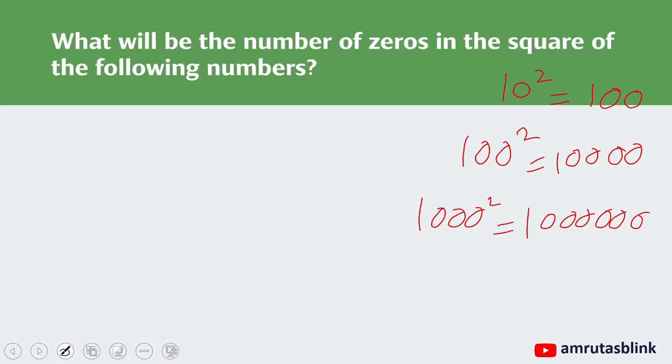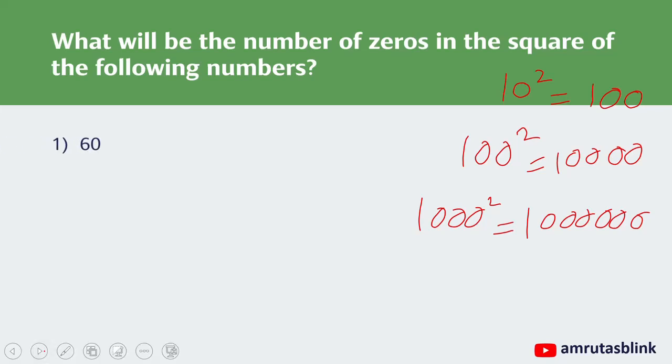So if you observe, in 10 there was only 1 zero and in the square of 10 there were 2 zeros. So 1 into 2 is 2. In 100 there are 2 zeros and in the square of 100 there are 4 zeros. So 2 into 2 is 4. In 1000 there are 3 zeros, but in the square of 1000 there are 6 zeros. So 3 into 2. So whenever you are multiplying a number by itself, where the number has zeros at all places apart from the leftmost digit, then the number of zeros are just doubled.